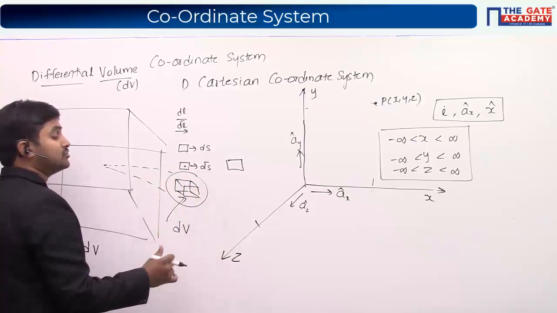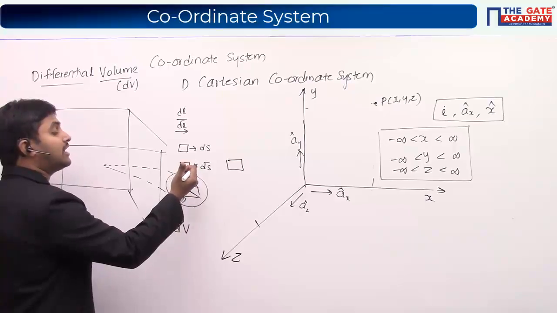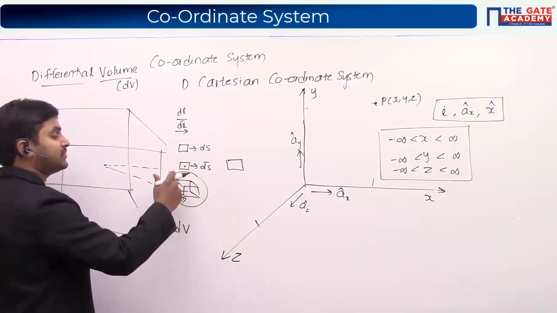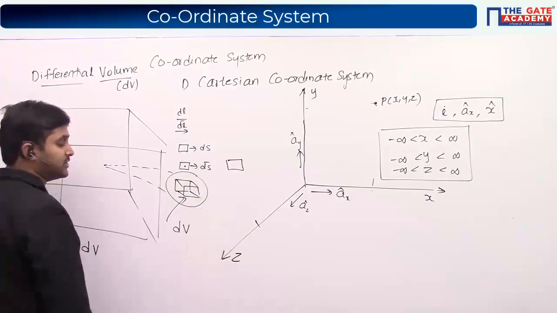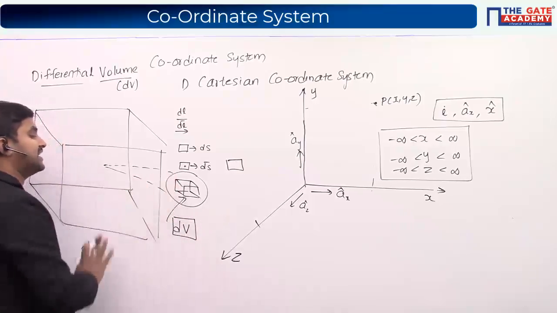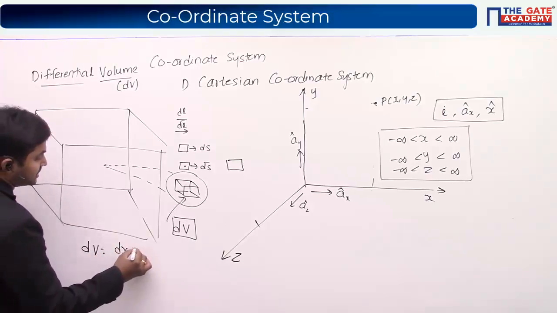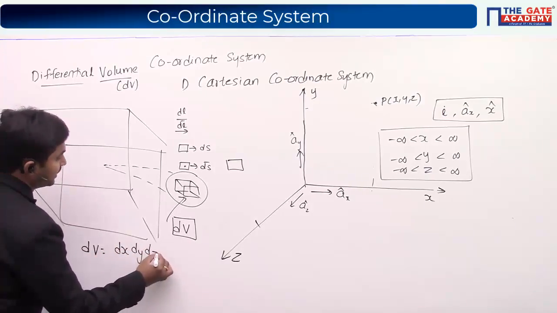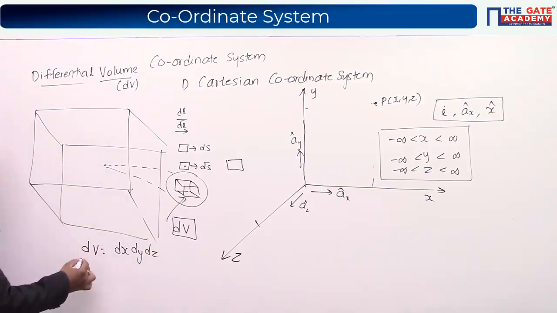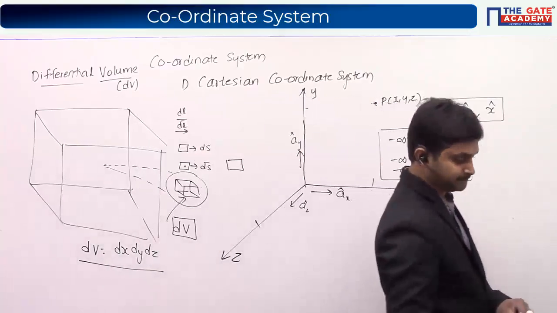The direction for this volume would have to be perpendicular to all the 3 dimensions I am having, which is not possible. Therefore, we will always indicate the differential volume as a scalar quantity only. The differential volume is simply given by the change in x multiplied by the change in y multiplied by the change in z.